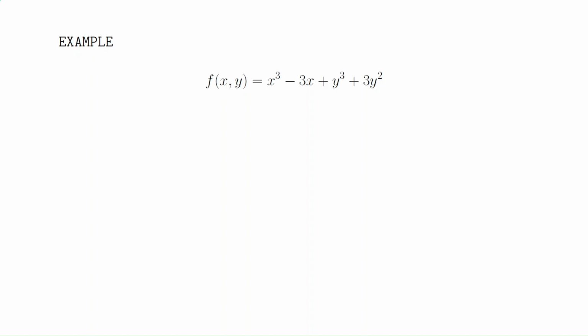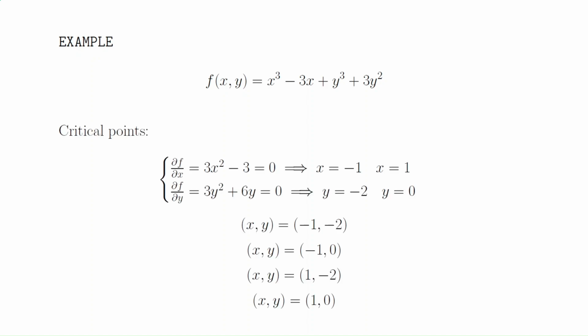We are going to see an example of how to identify the right case and classify all critical points. Consider the function f of x and y equal to x cubed minus 3x plus y cubed plus 3y squared. First, find the critical points. To do this, compute the partial derivative of f with respect to x and the partial derivative of f with respect to y. Set them equal to 0 and solve the system. You will find that there are exactly 4 solutions, which are the points that you see listed here.